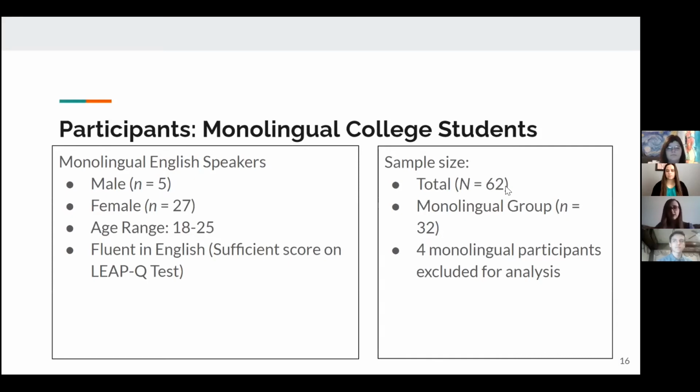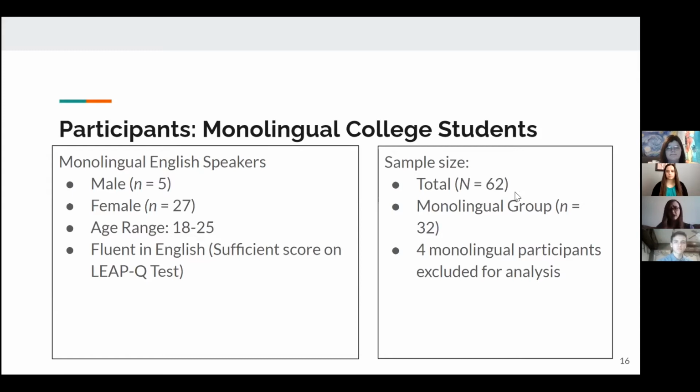All the participants were recruited through the TLU psychology department, the Spanish department, and by word of mouth. We looked at students of college ages from both public and private universities, around the ages of 18 to 25, with a total of 62 participants overall. They were all shown to be fluent in English from the LEAP-Q test.